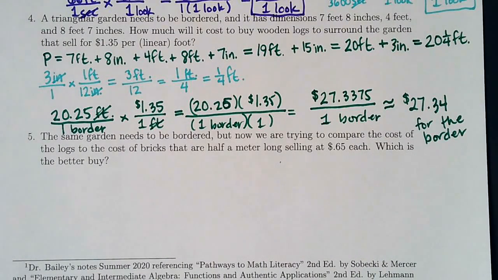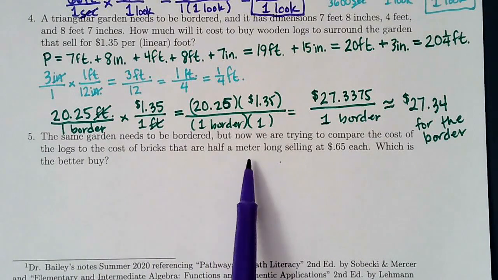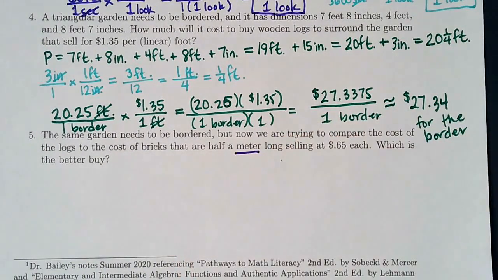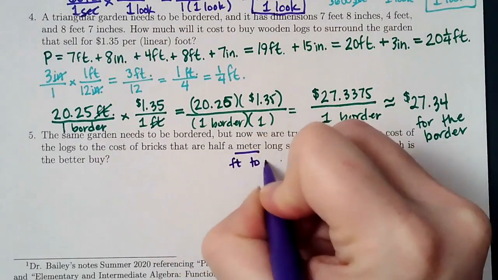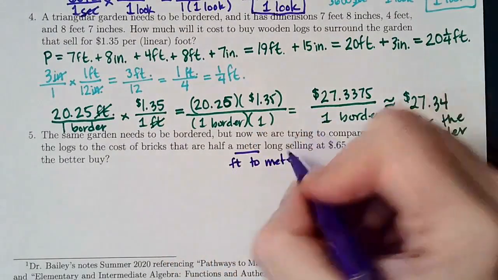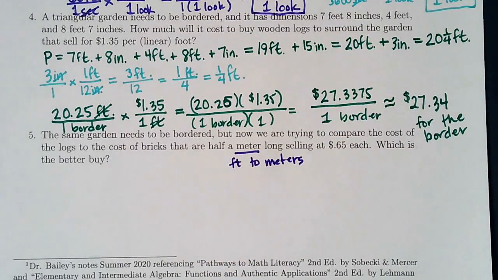Okay, so my first thought is, how many of these bricks are we going to need? Okay, it says 1/2 meter. Oof. Okay, so first we're going to need to go from feet to meters. We're going to have to refer to the chart. So go back to the chart and find out how many feet are in each meter. And that's going to be our first conversion.